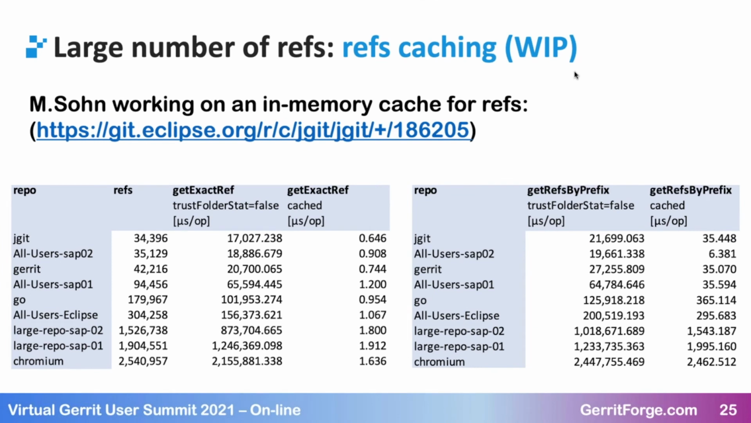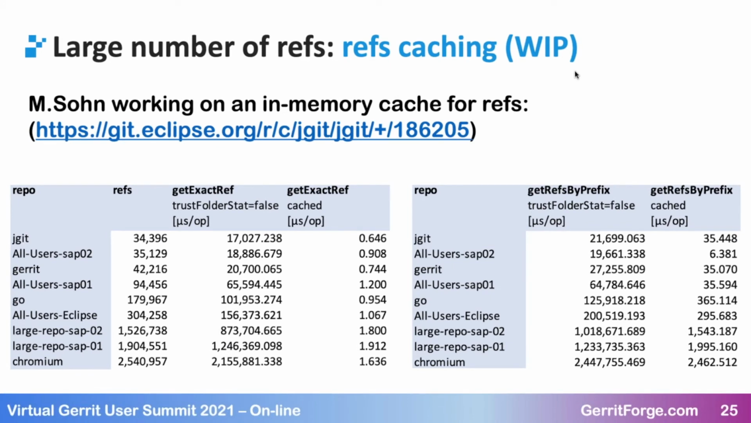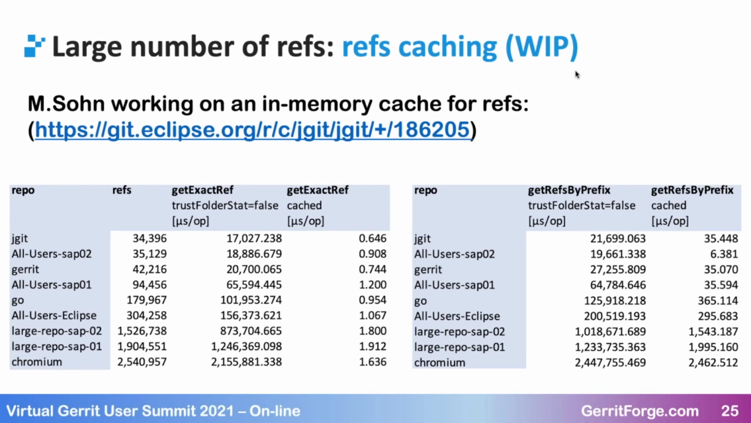A second solution is refs caching, which Matthias is working on. The change is still open, but it's looking really good. If you look at the same numbers that I showed before and the performance that you see with the cached refs, the improvements are mind-blowing. The 2.1 million microseconds to do a ref lookup on Chromium is reduced to 1 microsecond. So a ref lookup can be up to 1 million times faster.